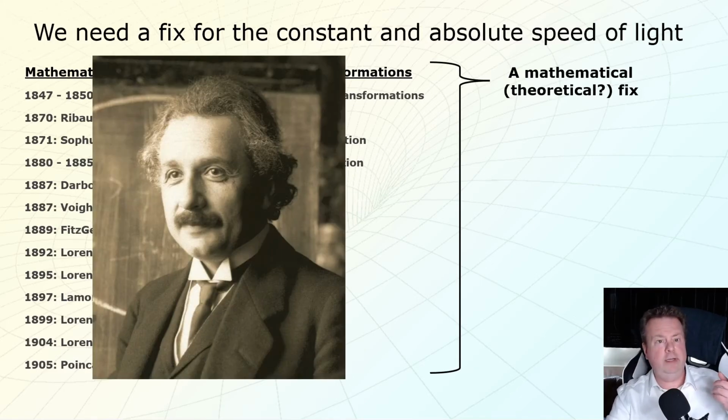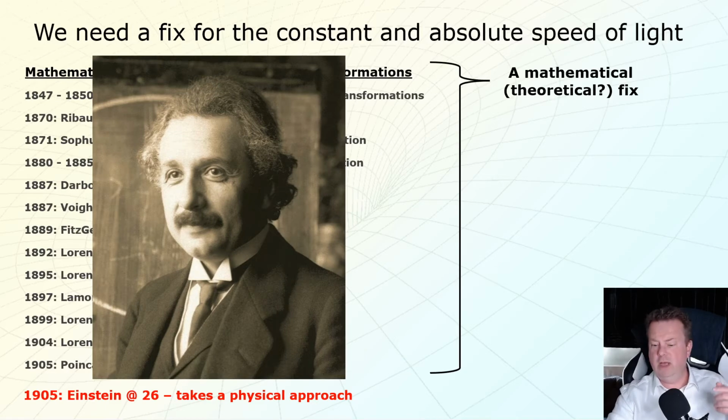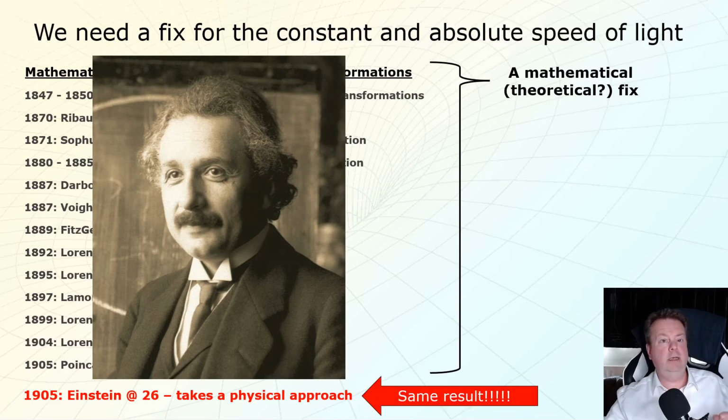But then Einstein came in 1905, at the age of 26, and he said, well, let's just believe the experiments. Let's just assume that the speed of light is the same for everyone. No matter how fast you run to the light, away from the light, it's always the speed of light for you. And let's also assume that physics behaves the same for the different observers. And boom, he got exactly the same result as the model from the mathematicians.